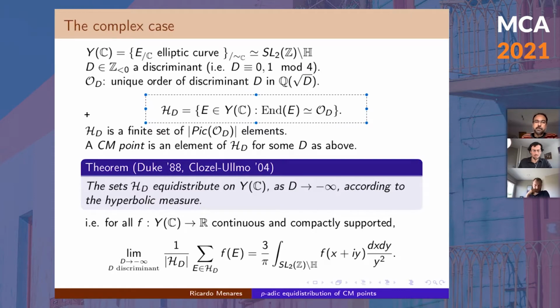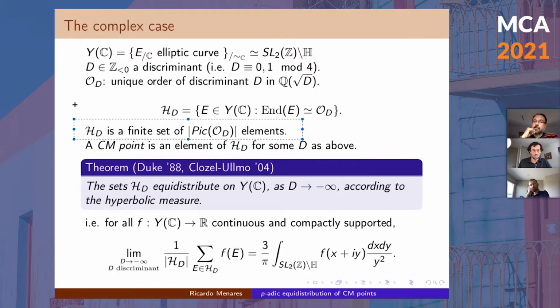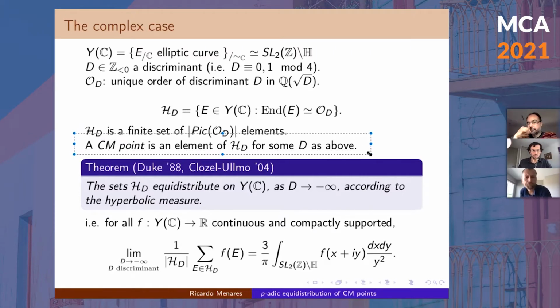So this H_D is a finite set, and by the classical CM theory, we know that the number of elements is in correspondence with the Picard group of O_D, or the class group of O_D, if you prefer. And in this talk, CM points are elements of this H_D for some D. So, isomorphism classes of elliptic curves with endomorphism ring being an order inside a quadratic imaginary field.